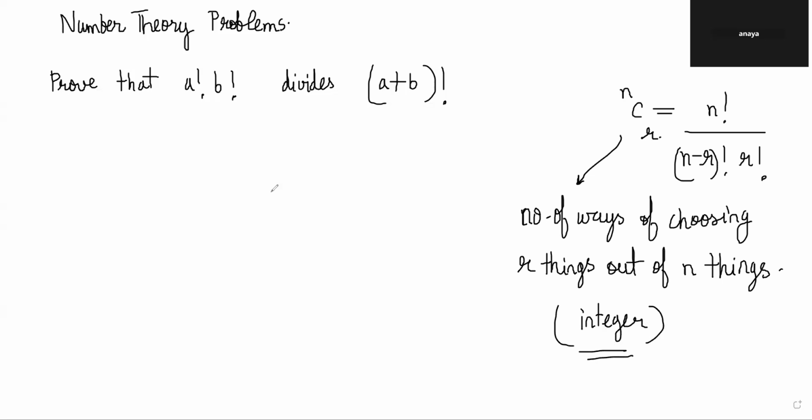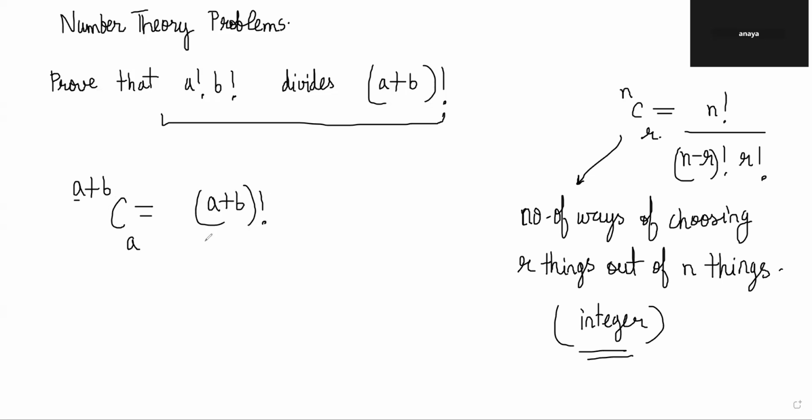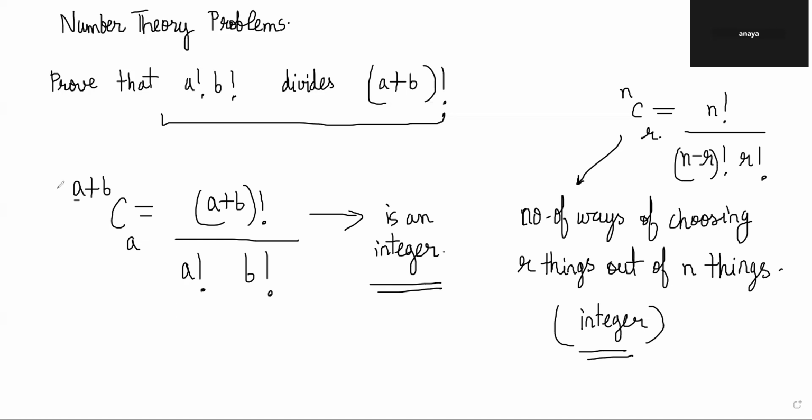Yes. So we can prove it very simply by saying, what is a plus b C a? Number of ways of choosing a things out of a plus b things. By definition, this is an integer. Oh, okay, I understand. If this is an integer, that means this thing divides this thing. I was expanding it and trying to find it.